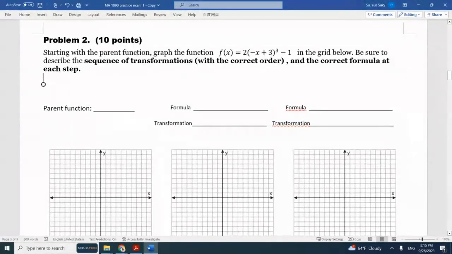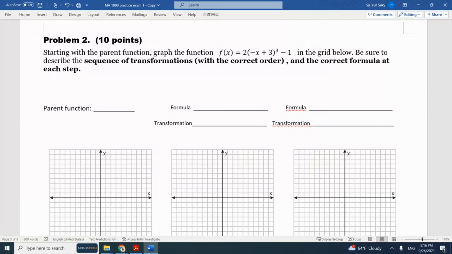All right. Problem number 2. Starting with the parent function, graph this function in the grid below. Be sure to describe the sequence of transformations with the correct order and the correct formula at each step.